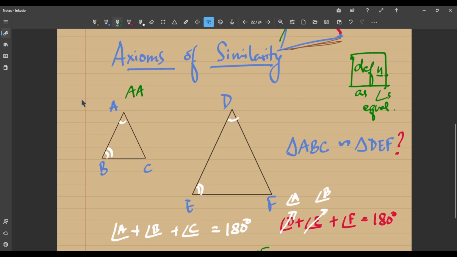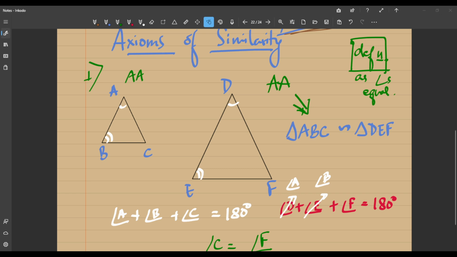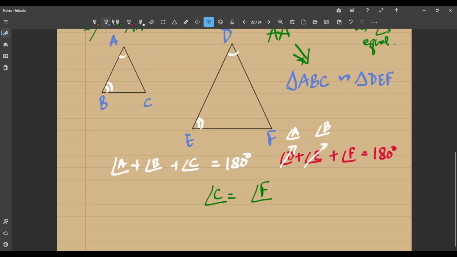So my first axiom of similarity is A angle. If two of the corresponding angles are the same, that means A would imply this. So I'll write it this way for now. A would imply that triangle ABC is similar to triangle DEF. So this is one axiom, and I still have a lot of time, so let me go through the other axiom now.